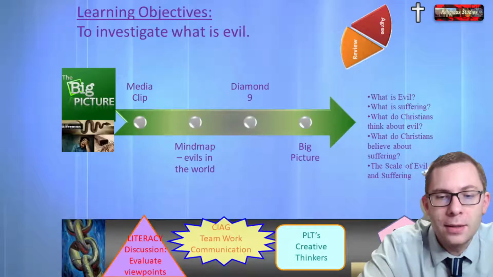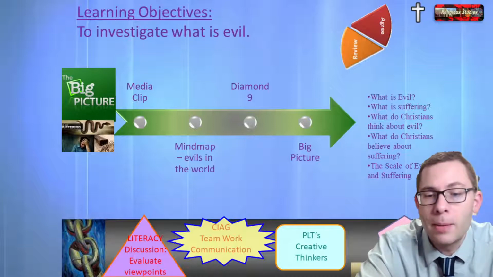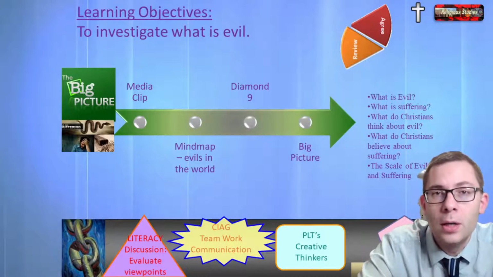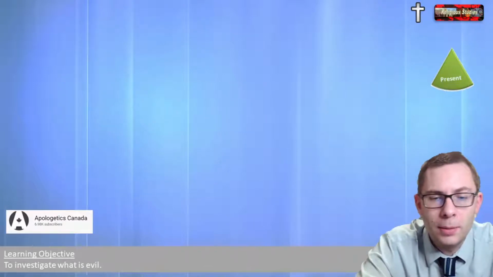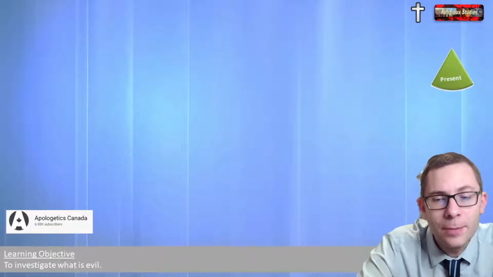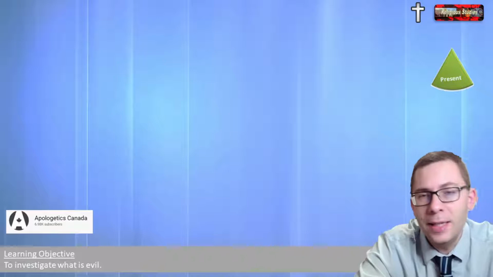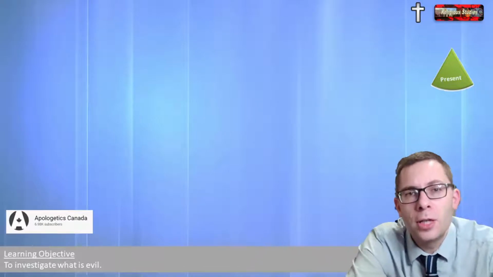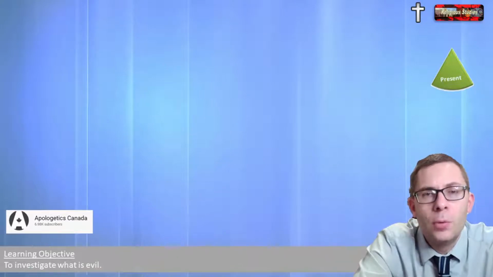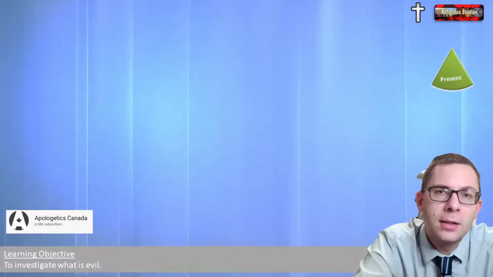During today's lesson there's going to be a media clip we're going to watch. We're going to think about a mind map, evils in the world, a Diamond 9 activity, and then a big picture activity as well. So I've got a little clip to show you from Apologetics Canada now. What I'd like you to do is to watch this, see what you think. This is quite an aspirational clip. It will make you think. There's some quite challenging concepts in it. But what is evil? Let's watch this and see if you agree.